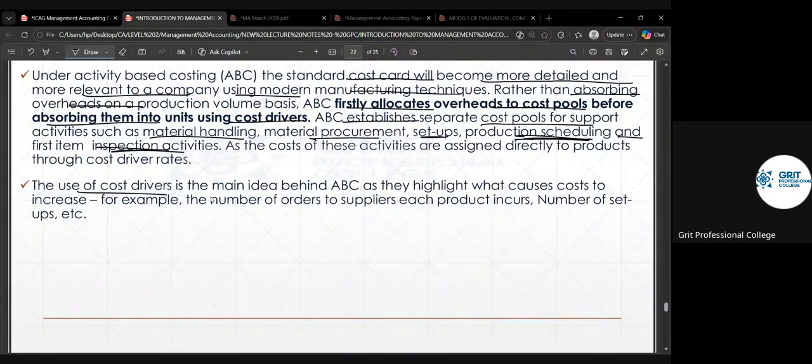So we are saying the use of the cost drivers is the main idea behind ABC, as they highlight what causes cost to increase. For example, if the number of orders that we place to our suppliers to procure goods increases, then definitely we expect the cost allocated to procurement to also increase. So if the number of procurement is high, the cost will be high. If it is low, definitely it will be low. Okay, and so on and so forth. So these are the issues.